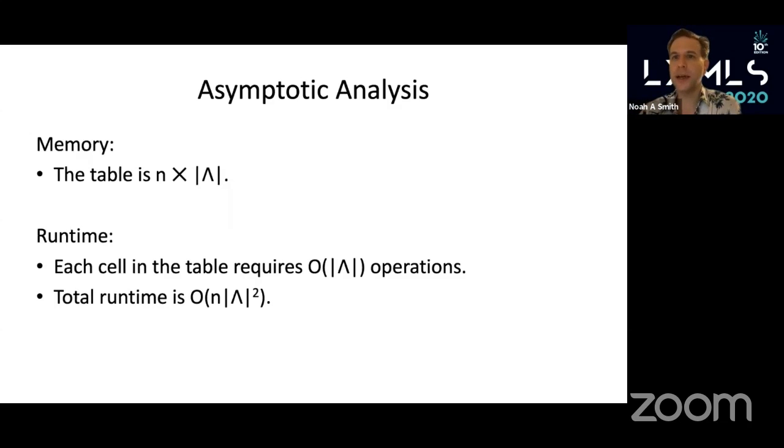And then the runtime, if you recall, you have to fill in each cell. Each cell requires a max over lambda elements, the size of the state space, because you're considering each of the preceding word's possible labels when you fill in a particular cell. So you multiply the size of the table times the number of operations per cell, which is lambda, and you get n times the size of lambda squared. So this is nicely polynomial. It scales well with the length of the sequence, not so well with the size of the state space.